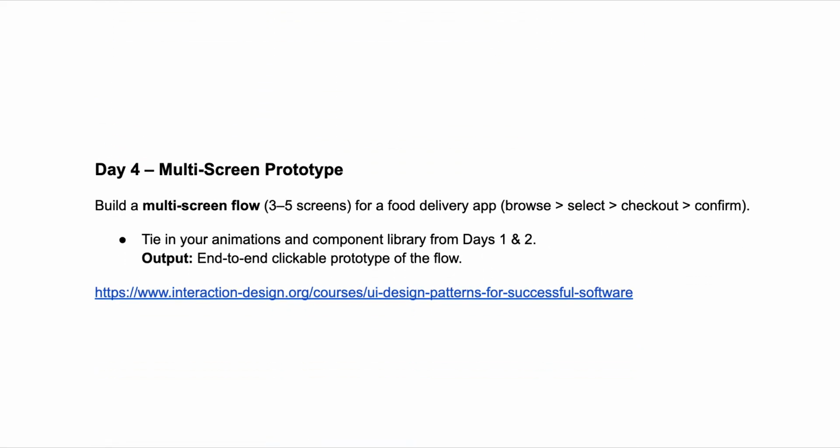Day 4, multi-screen prototype. So build a multi-screen flow, 3 to 5 screens, for a food delivery app. This could be, in this particular flow: browse, select the item, check out, confirm. There could be a review cart step if you wanted to build it out to 5. Tie in your animations and component library from days 1 and 2. And, at the end of the day, you'll have a clickable prototype of the flow.